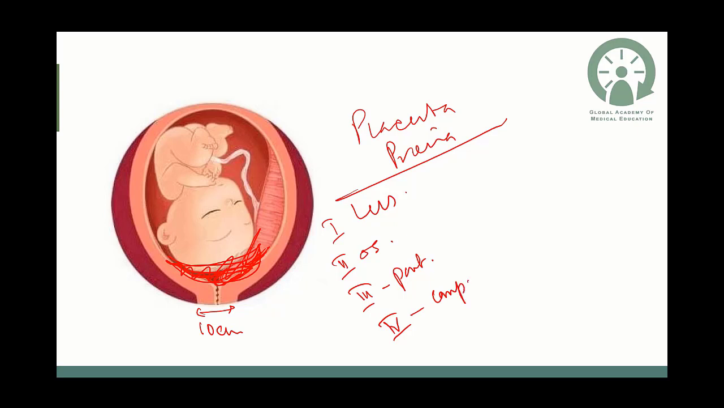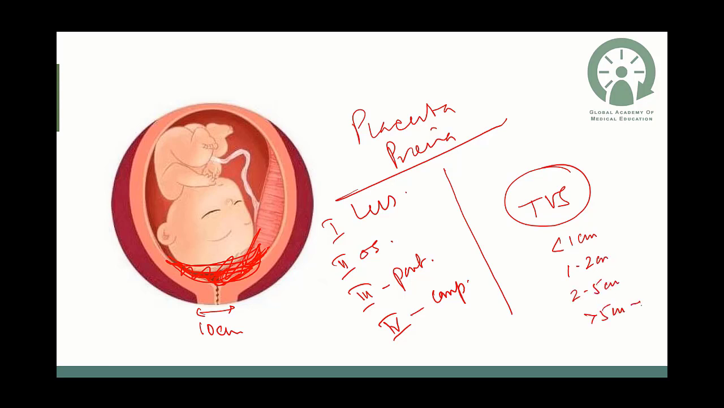So this is the old classification, and the new classification is based on TVS, on how far the placental edge is from the os: less than 1 centimeter, 1 to 2 centimeter, 2 to 5 centimeter, and more than 5 centimeter is a normally located placenta. So that is how we define placenta previa nowadays. This is an old classification but useful and often asked.